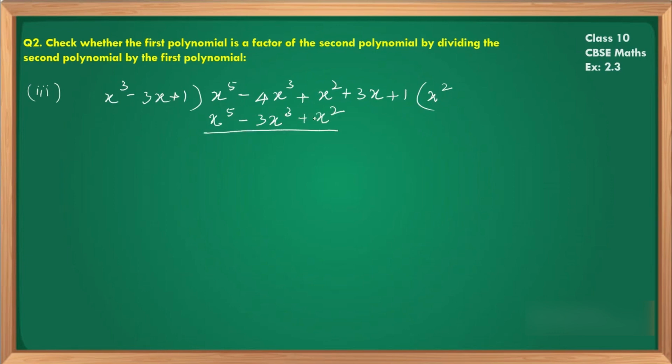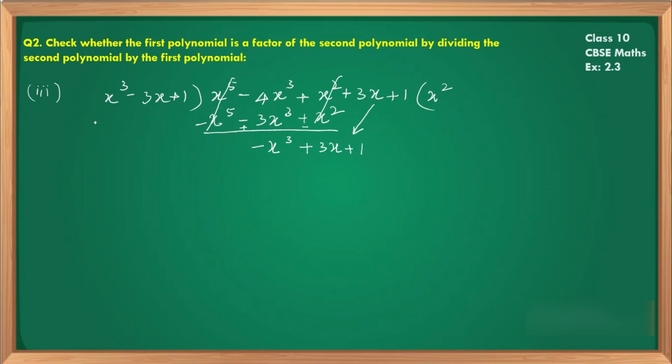Now draw the line. This becomes minus. Therefore this gets cancelled. This becomes plus. You have to take the difference. Minus 4 and plus 3 gives you minus 1 x cube. 1 is understood. This becomes minus, hence this gets cancelled. Now we have 3x and plus 1 that comes down automatically here.